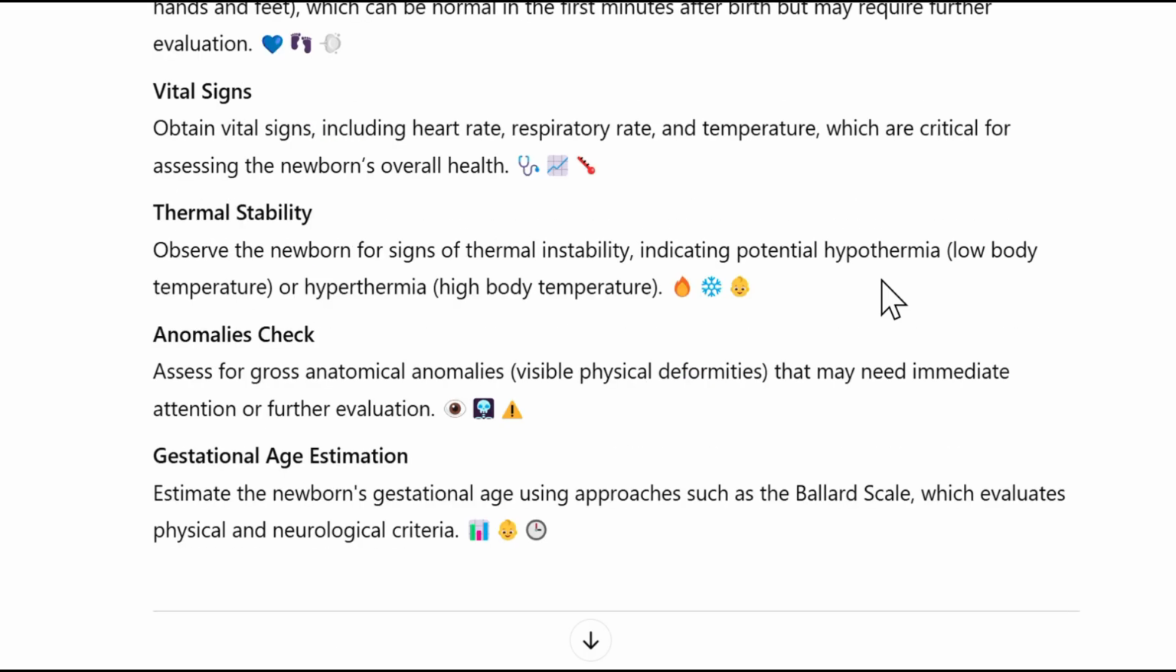Vital signs. Obtain vital signs, including heart rate, respiratory rate, and temperature, which are critical for assessing the newborn's overall health. Thermal stability. Observe the newborn for signs of thermal instability, indicating potential hypothermia, low body temperature, or hyperthermia, high body temperature.